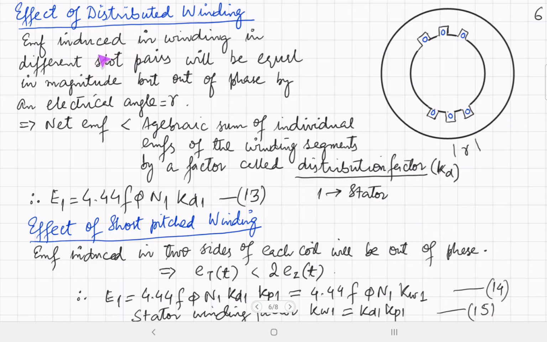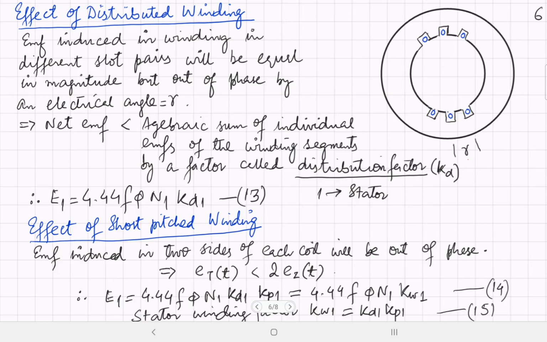In deriving the expression for the EMF induced in the stator windings, we have considered a concentrated coil. Let's see what's the effect of distributed winding. We know that distributed winding is kept in different slot pairs. We have more than one slot pair per pole pair, and here for the sake of simplicity I have shown 3 slot pairs per pole pair, and the angle between successive slots is the slot angle denoted by gamma. And here we'll express gamma as an electrical angle.